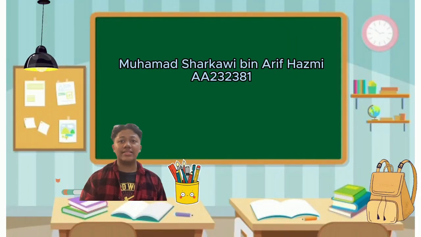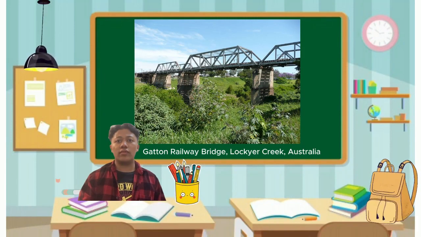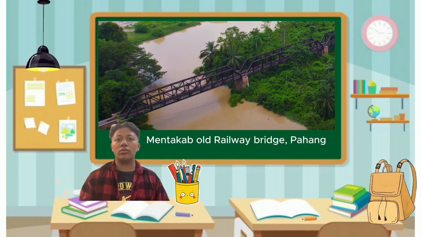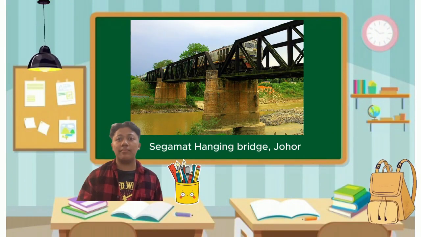One of the many examples of Pratt truss bridges is Gatton Railway Bridge over Lockyer Creek in Australia. In Malaysia, Mentakap Old Railway Bridge in Pahang. Also here in Johor, Segamat Hanging Bridge.